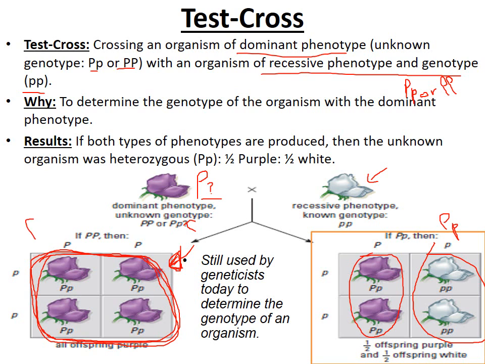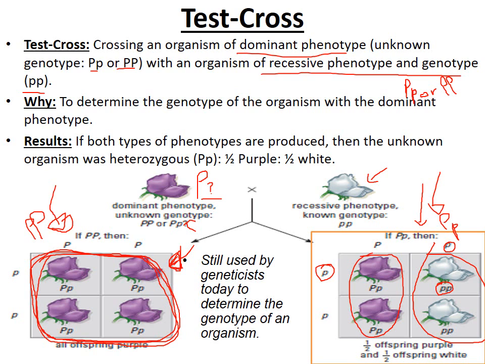And over here, big P, big P. Because that means that the purple flower was able to give some little p alleles to make little p, little p with the white flower. So this would confirm that our plant is not pure breeding, but is heterozygous, and this would confirm that our plant is pure breeding, is homozygous dominant.